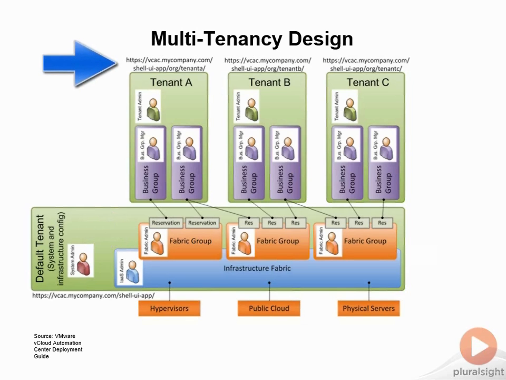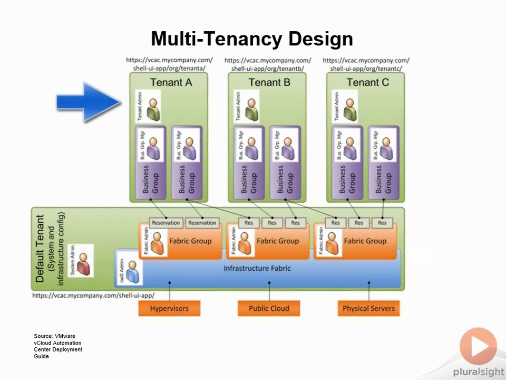Going a level up, you can now see we actually have custom URLs for each tenant. So if you look at the URL https vcac.mycompany.com, it has some trailing slashes after it, but then you have /org and /tenant A. Jump right over to tenant B, you'll see it's the same URL but /tenant B. So they actually log into a completely separate interface, completely separate URL that's their own.